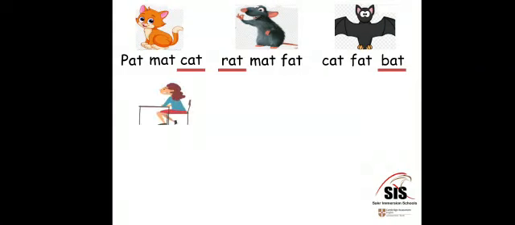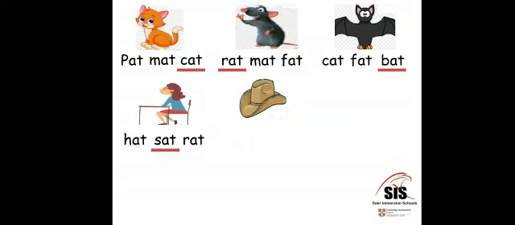We have a picture of a girl who's sitting on a chair. Let's find the right word. Hat. Sat. Rat. And we're looking for sat. So, it's the second one. Sat. Next.